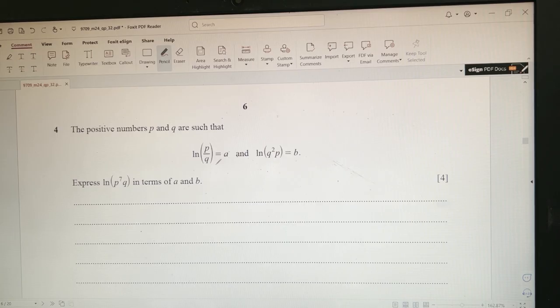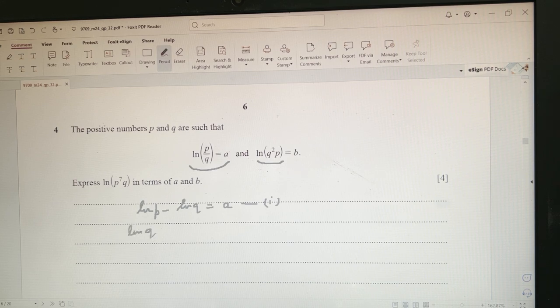So now first look at this expression. They have given ln p over q is equal to a. So here we can apply the property of log. So it will become ln p minus ln q is equal to a. So this is equation number 1. Similarly, if we expand this one and apply the property here, it becomes ln q squared plus ln p is equal to b, which again we can write, because this 2 can move in front of ln, so it will become 2 ln q plus ln p is equal to b. So this is equation number 2.